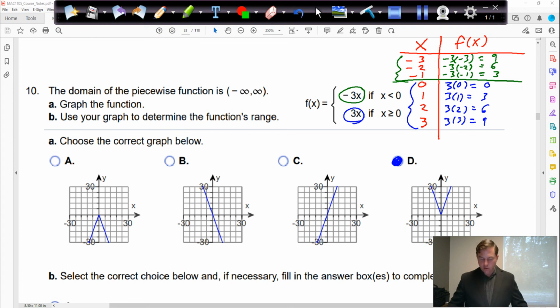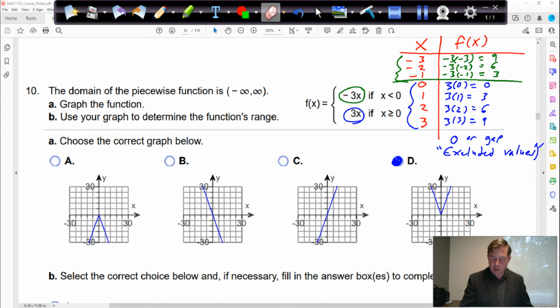I don't have the blank shown. It basically says, are there any excluded values of y, and then what's the range? So an excluded value would be like a hole in the graph or a gap. So a hole or gap would be what they call excluded values in the range. But notice there's no holes or gaps in this.